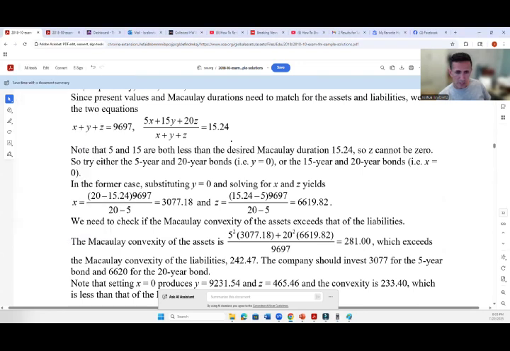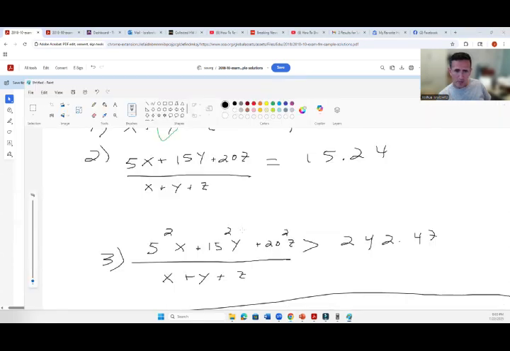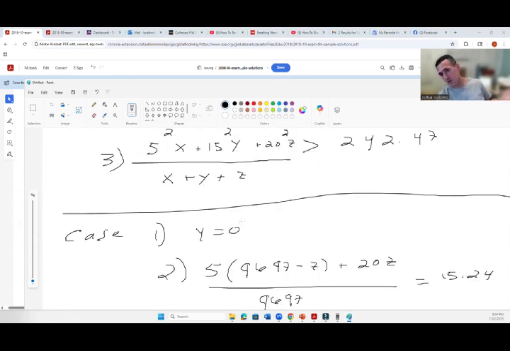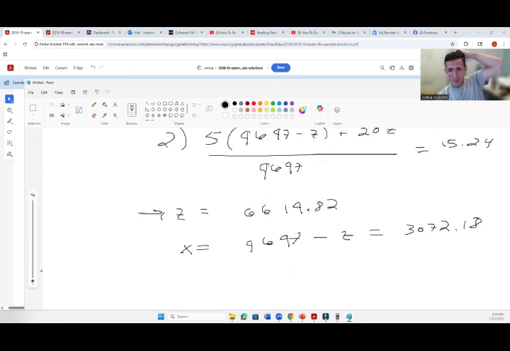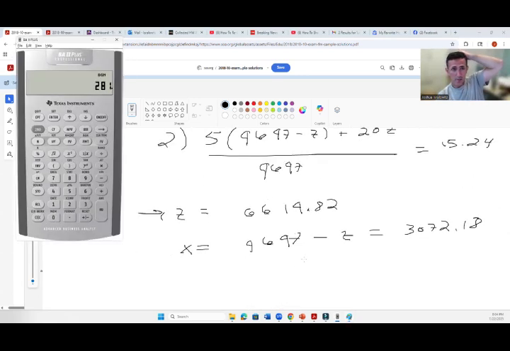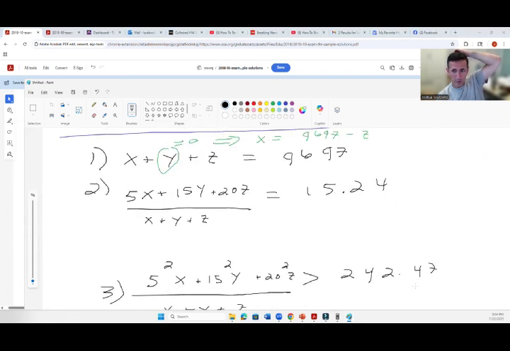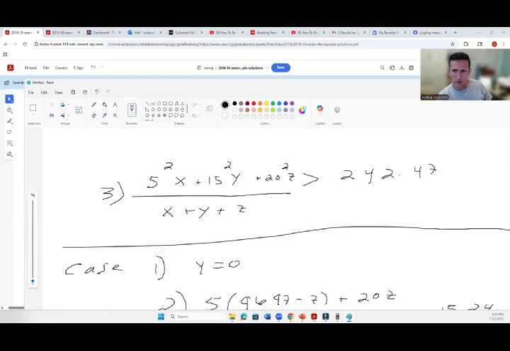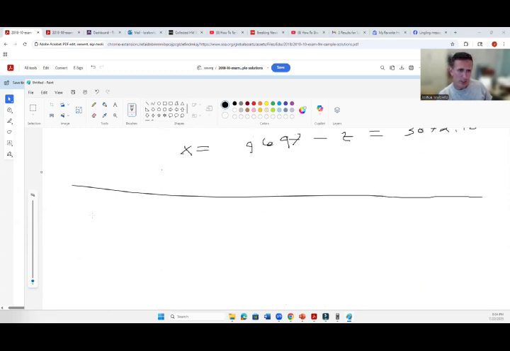So interesting. That exceeds the Macaulay convexity. I'm not going to do the other case because you do the first case, you get the correct answer. Only one of these can be right. We checked that the Macaulay convexity for assets is 281, which is bigger than 242.47, the Macaulay convexity for liabilities. If it wasn't bigger than 242.47, then you would just do the second case, which I'll start off.